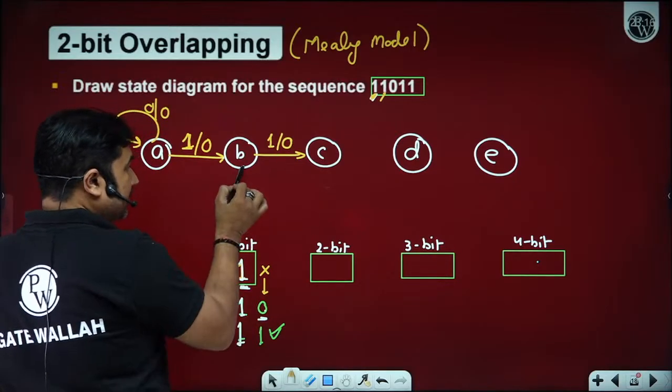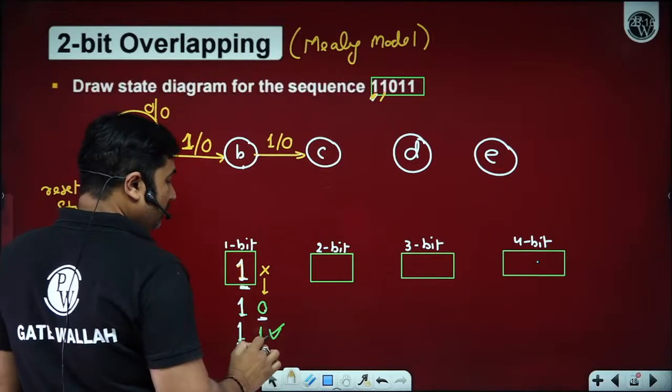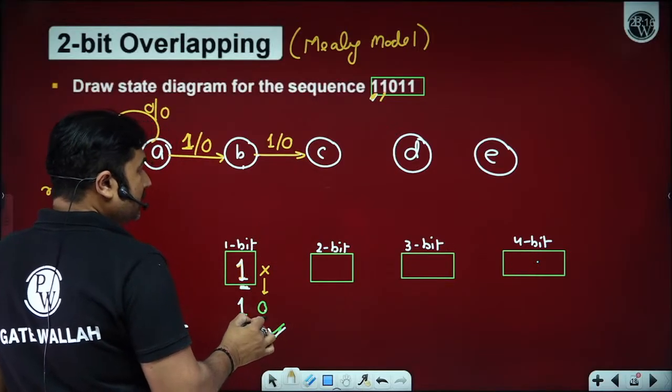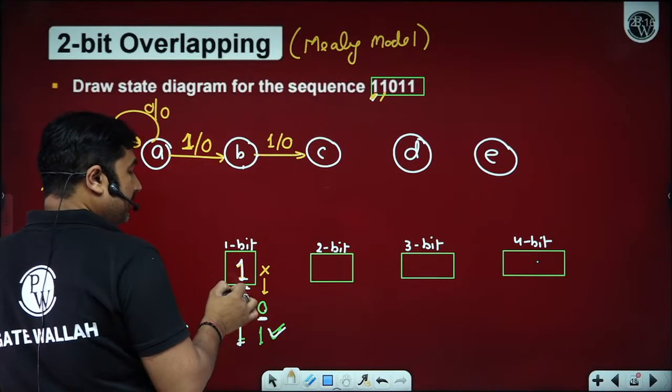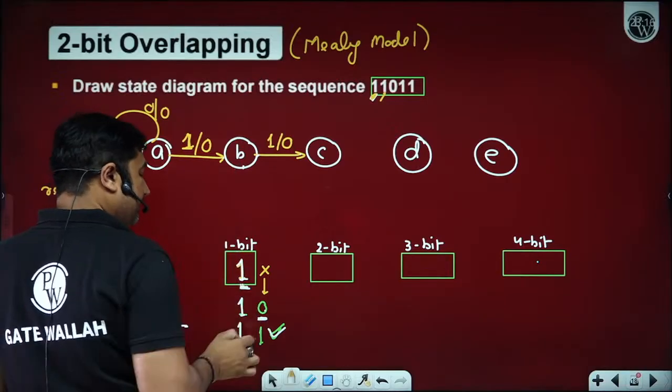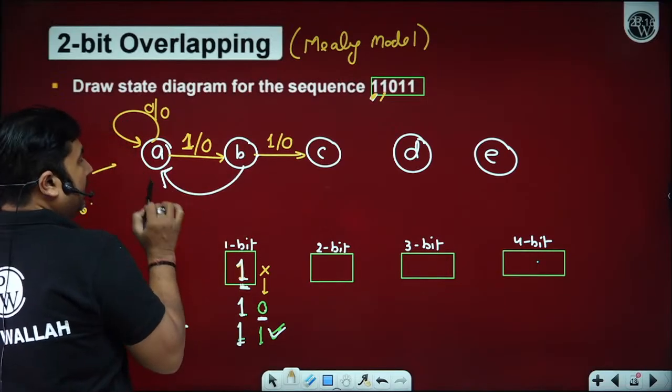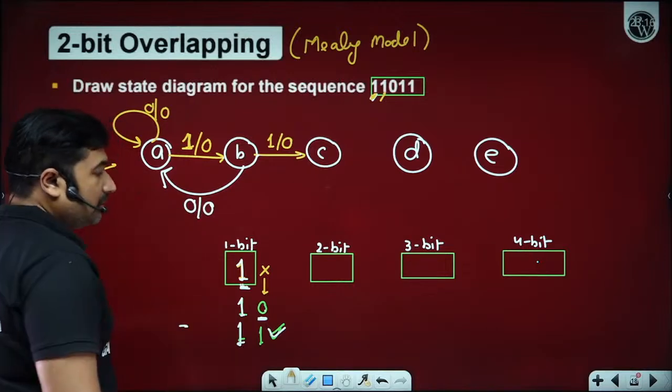If you are on state B and if 1 is received, you will move to state C. If you receive 0, then you have to check the 1 bit state. If it matches, remain in state B. Otherwise, go back to state A. So for 0, you will go back to state A.